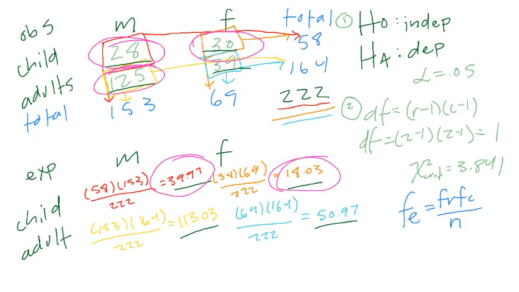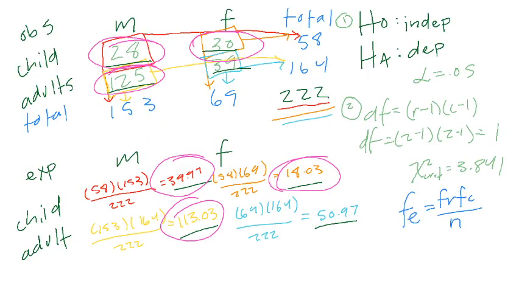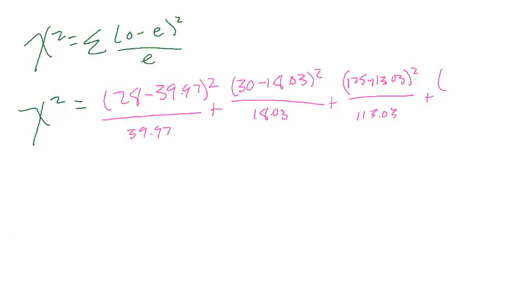All right, let's go on to the next. Let's try male adults. 125 observed, 113.03 expected. All right, 125 minus 113.03. We're a little squished here. We do want to get them all on one line for us here. And now let's try the last, adult female characters. So 39, with an expected value of 50.97. All right, so 39 minus 50.97 squared all over 50.97.